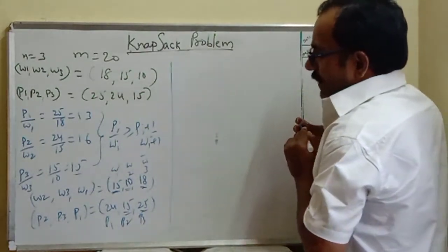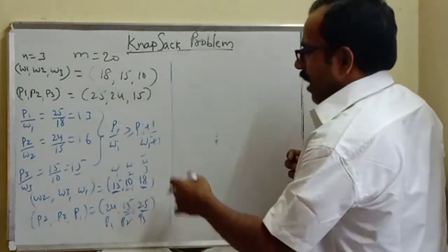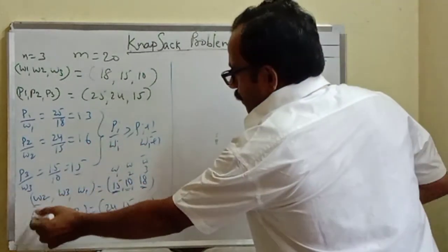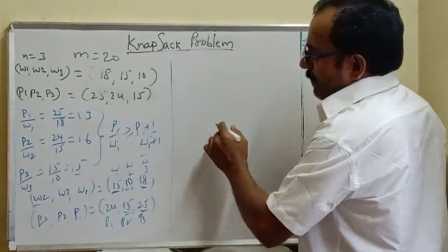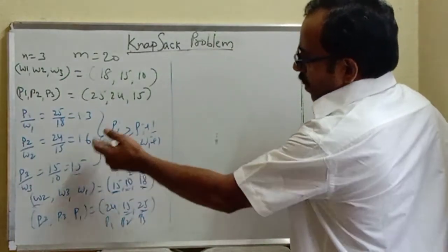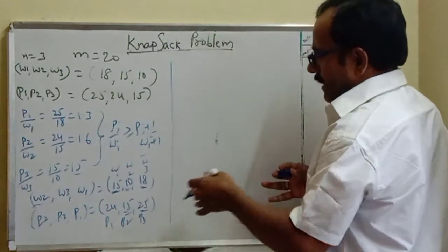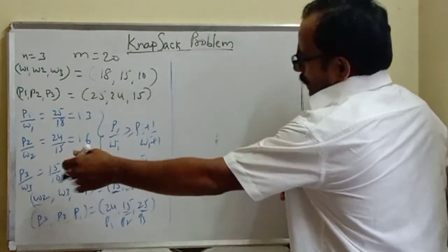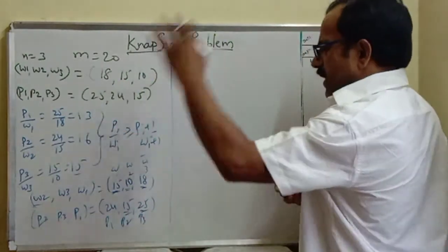Then select the first item now. Select this item. Of course, otherwise you can keep this one only. Nothing wrong. What is P2 by W2 now? It is 1.6. Now select the second item. That means the second item means, in this rearranged order, the first item. Or you can keep the second item as is, the third item as is, the first item as is.